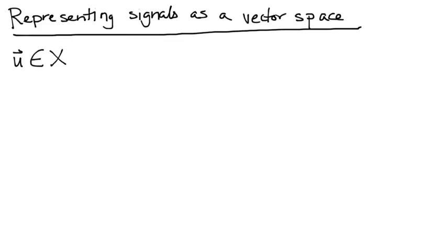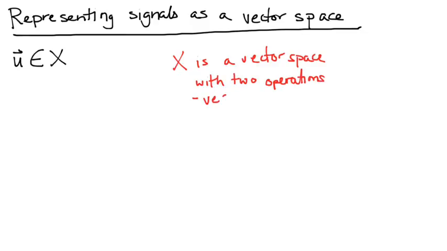First of all, we have a vector u that's in the space X. And this space X is a linear vector space, which means that it's a linear collection of vectors that can be both complex and real, with two operations, vector addition and scalar multiplication.